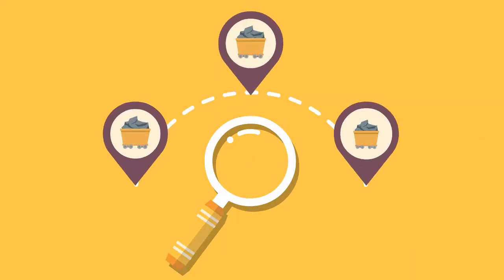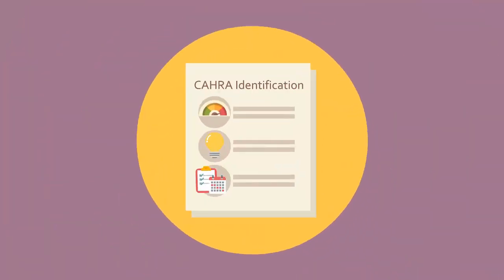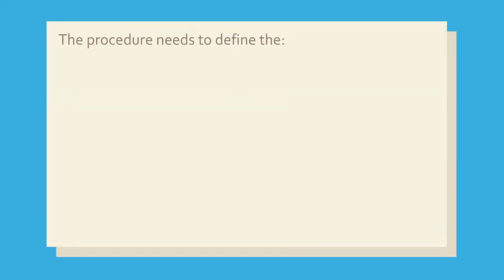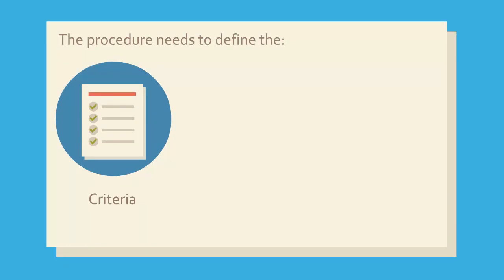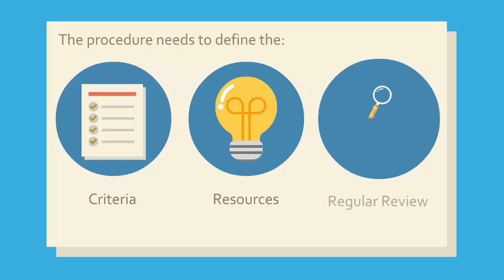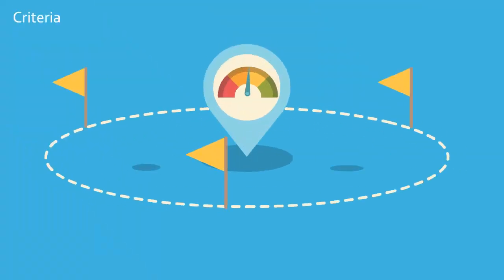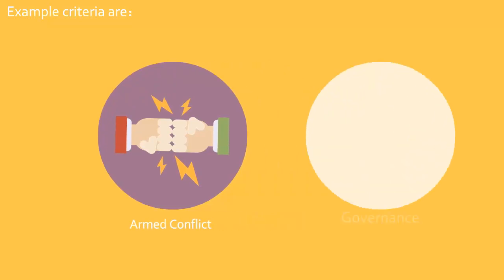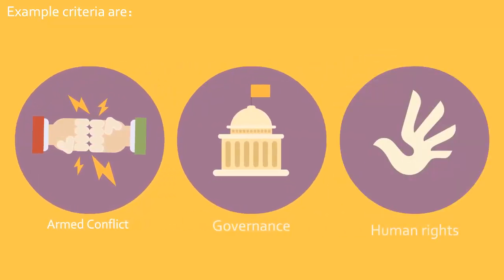Let's take a moment to review. When your smelter is assessed for conformance, you'll need to provide a formal written procedure showing how you identify high-risk areas. The procedure needs to define the criteria on which you base your decision, resources that you'll consider, and how often you'll review your evaluation. Your criteria need to take into account the risks in your supply chain policy. Three criteria you might consider are armed conflict, governance, and human rights.